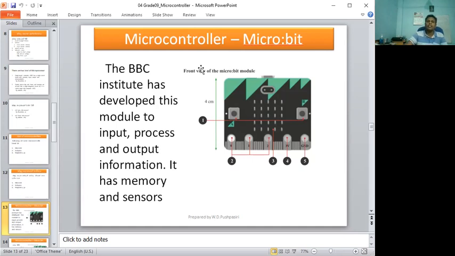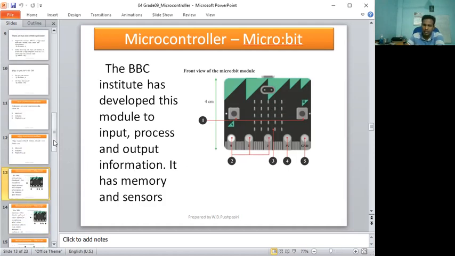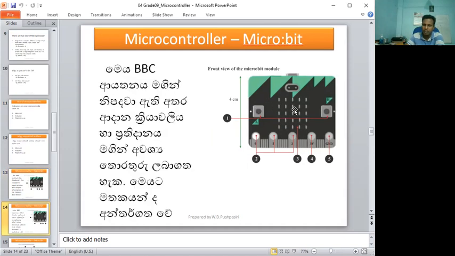So this is developed by the BBC Institute, right? And this module has inputs. Then there is processing, and then there is output, whatever we want. Then it has the memory and the sensors also. And in the next slide, you will see the back side of the same module, right?